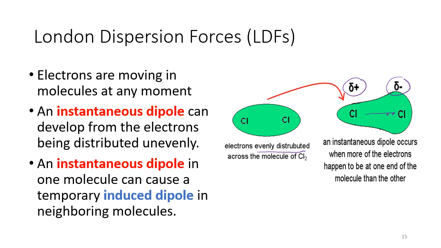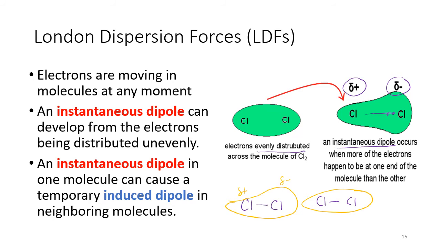This shifting of electrons is what causes an instantaneous dipole in the first place. If one chlorine molecule develops an instantaneous dipole, it can induce another dipole in a neighboring molecule. So if we have one chlorine molecule that developed this instantaneous dipole at any moment, where one side has a partial negative and one side has a partial positive, what's going to happen when it butts up to another nonpolar chlorine molecule where the electrons are evenly distributed?